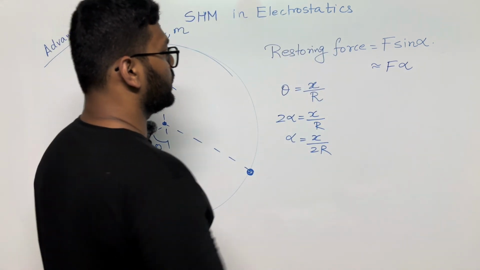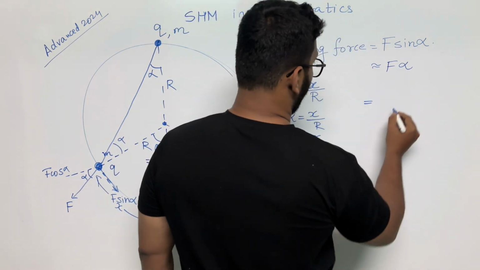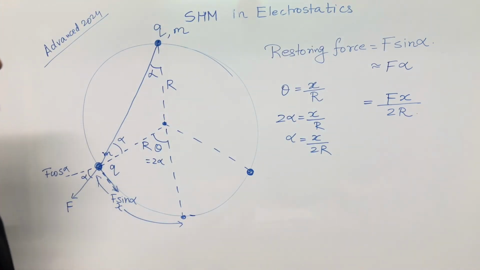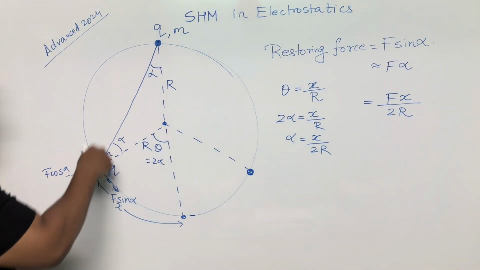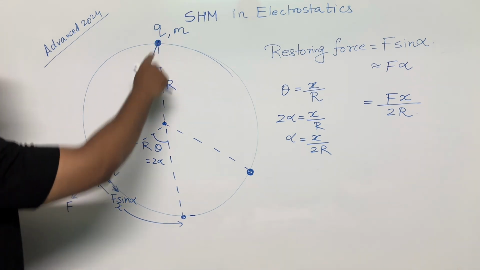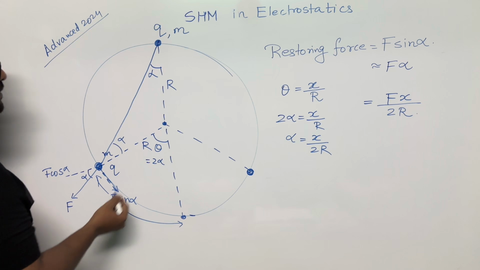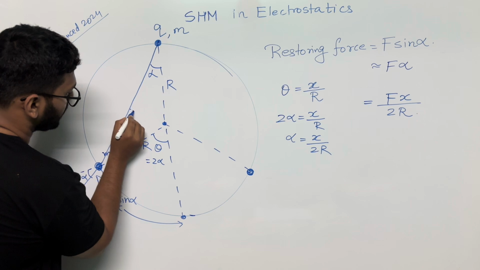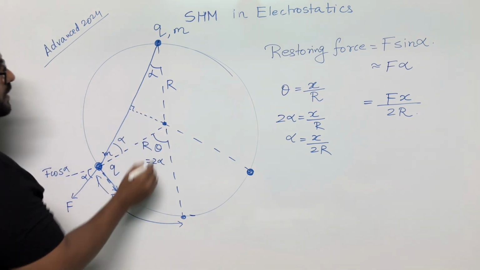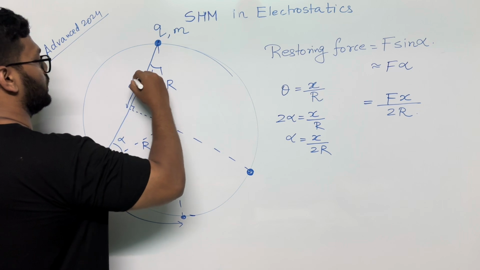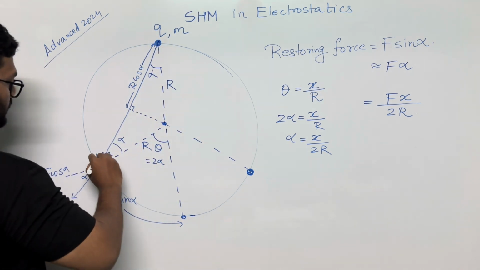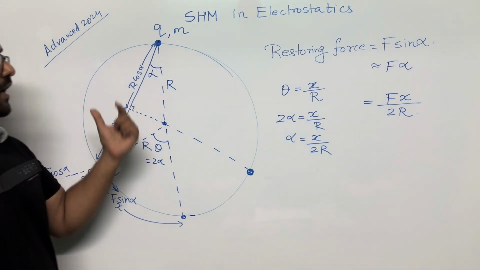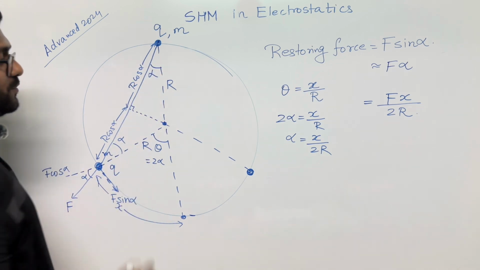So the restoring force is going to be equal to F times alpha, which is x by 2r. Now, what is F? F is the electrostatic force between these two charges. But what is this distance? How do we find out the distance between these two charges? We drop a perpendicular like this. Now this distance is r cos alpha, and this distance is also r cos alpha, right? If I add both of these, we get 2r cos alpha. So now the distance between them is 2r cos alpha.